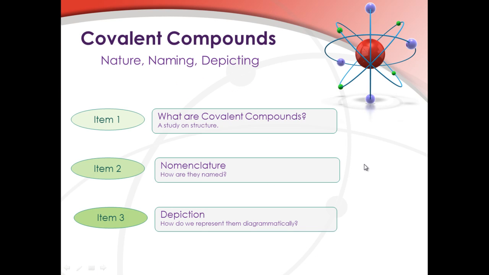What are we going to cover? Well, we're going to cover the nature of covalent compounds. What are they? We're going to look at how they're named, and we're also going to look at how we depict them diagrammatically. How do we draw a molecule of a covalent compound with correct shape and structure and bonding? So by the end of the video, hopefully we'll know a little bit more about these three things.